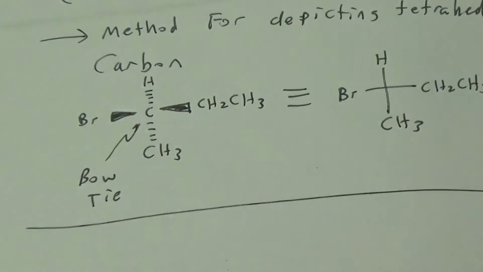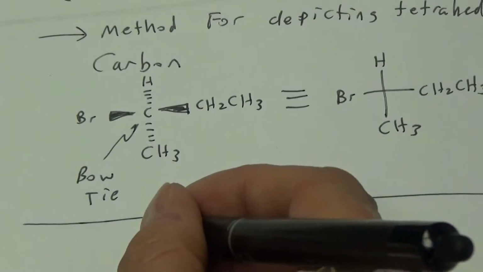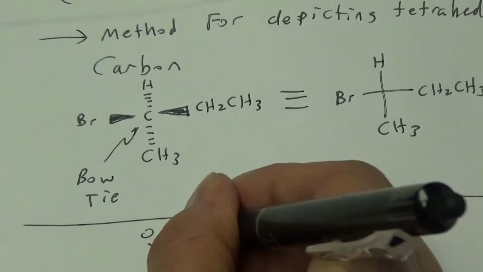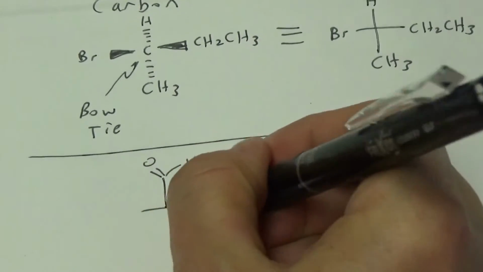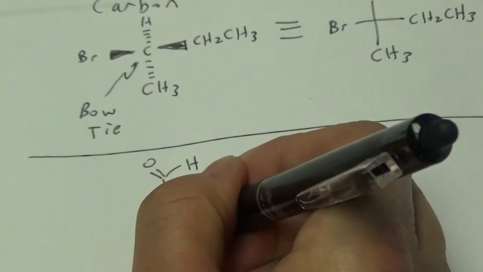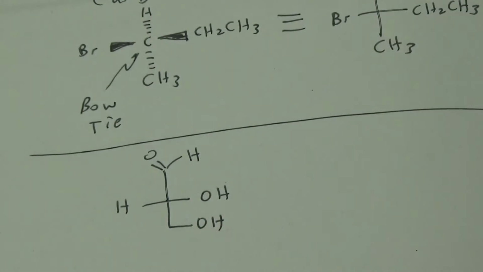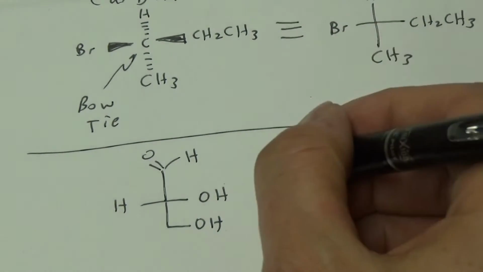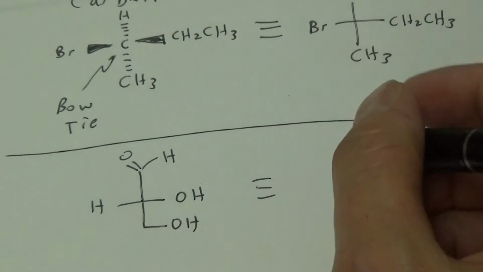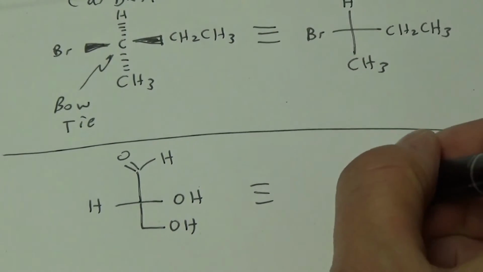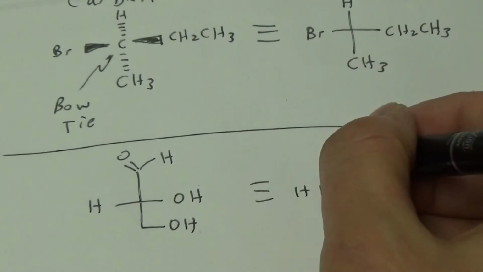Just a couple more examples of what we mean here. Aldehyde, OH, H. Okay, so that's a Fischer projection. What's the meaning of this Fischer projection? It would be the horizontal things come towards us. Vertical things go away.